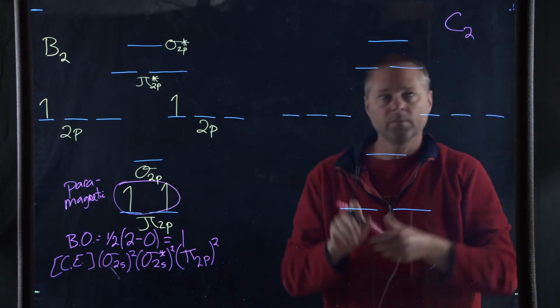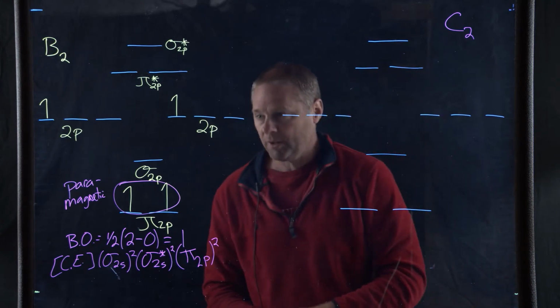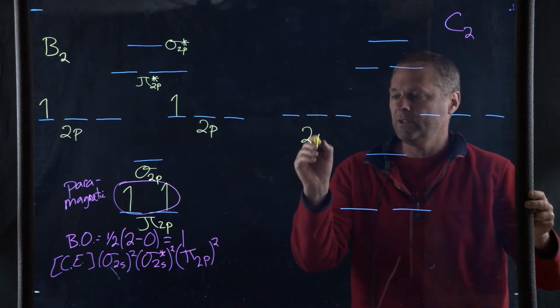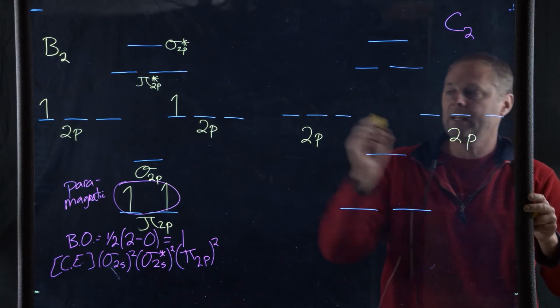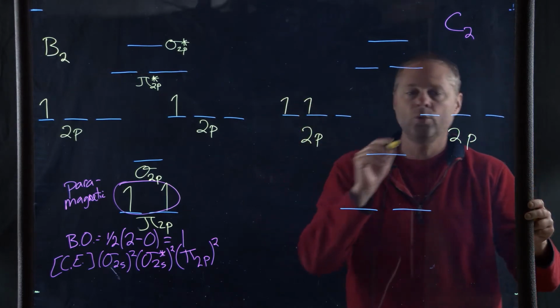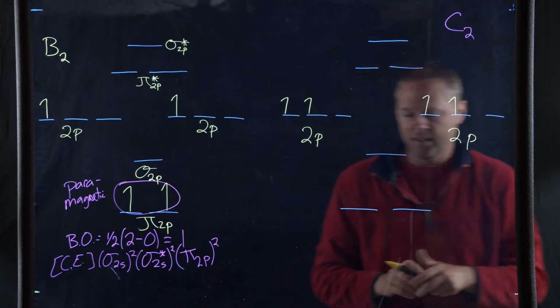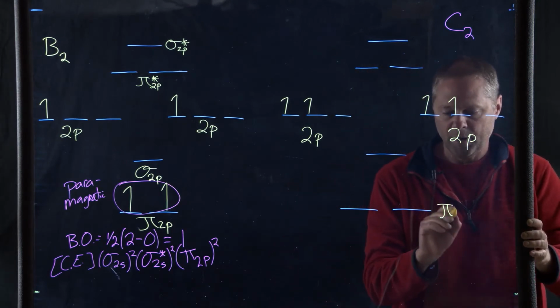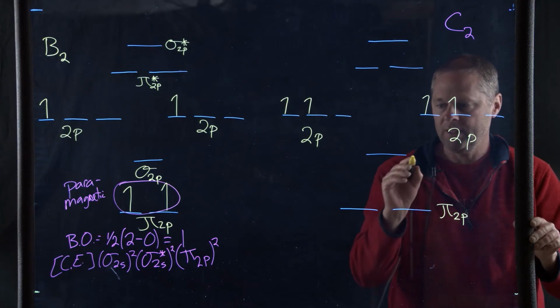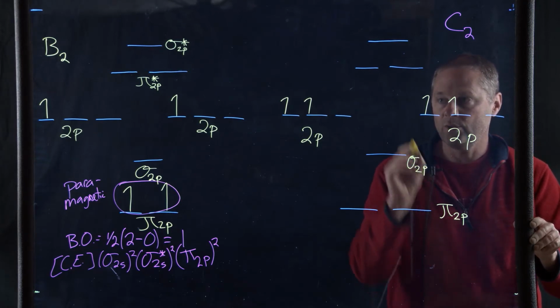Carbon 2, oops, get the yellow marker. These are going to be the 2p, these are going to be the 2p. Each carbon is going to have a 2p2. It doesn't matter where you put the electrons on the p's. This likewise is going to be pi 2p. This is going to be sigma 2p.